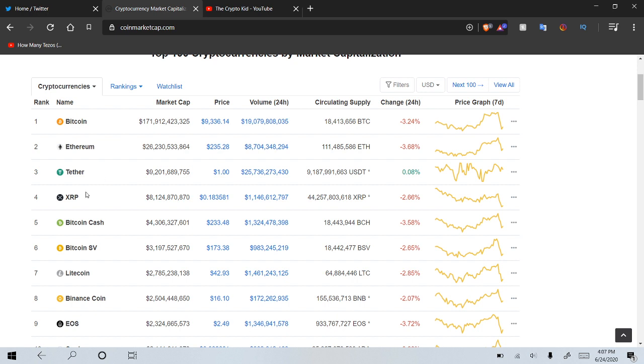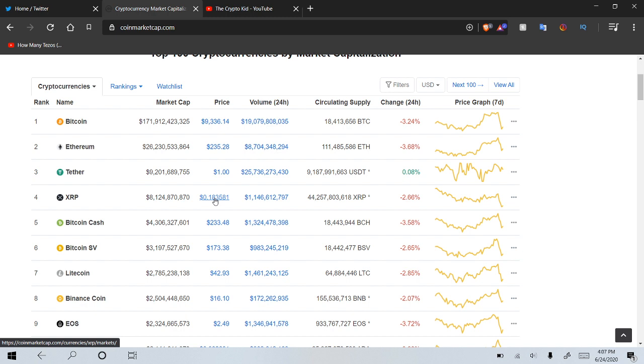So we have XRP currently sitting at a market cap of $8.1 billion. It actually just got passed by Tether for whatever reason, but like we know, Tether's just a stable coin, so that's kind of irrelevant. But yeah, XRP is sitting over here at 18.3 cents. Guys, I'm shaking my head looking at this. How on earth is XRP so low?